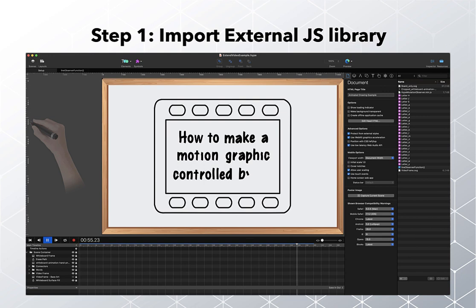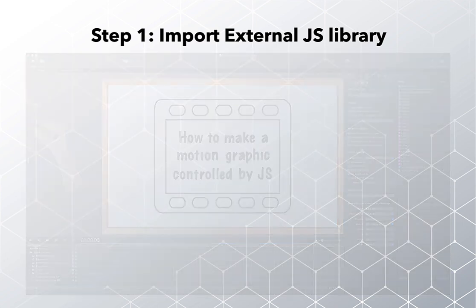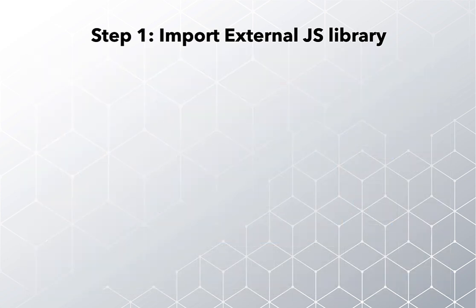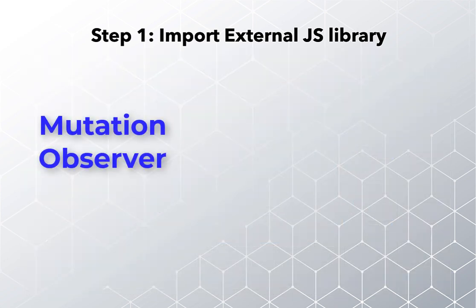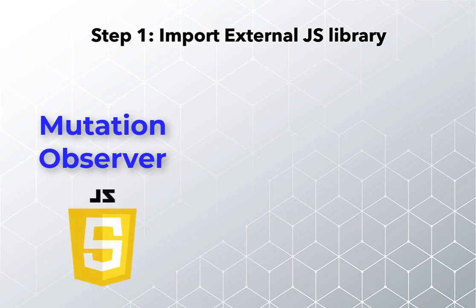So, how do we add the JavaScript code that enables this whiteboard marker to track the motion of these different shape paths? The magic piece of JavaScript code that enables this coordinated movement is called a mutation observer. This is a JavaScript function that is recognized by all modern browsers, which allows you to monitor an HTML element for changes in its appearance or behavior. The changes in our case are the animation of a motion graphic.